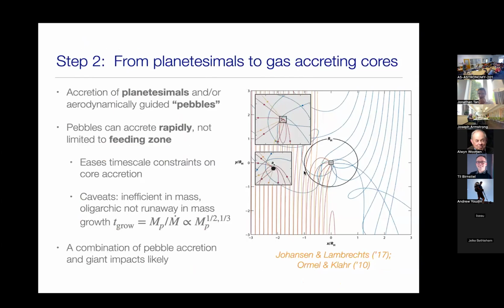And maybe the thing I'll finish on before we open it up to a more open-ended discussion of what we want to talk about, because this is another area where there's been significant progress in recent years, is understanding, once you form planetesimals, how do you continue to grow that protoplanet that might become the core of a gas giant?